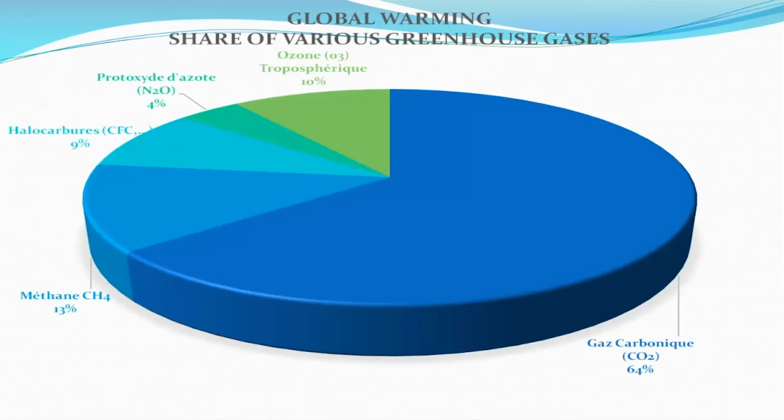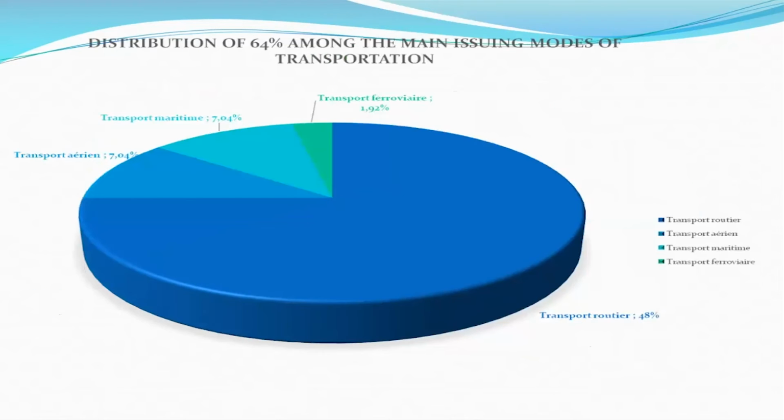The tropospheric ozone, 10%, nitrous oxide, N2O, 4%, hydrocarbons, CFC, 9%, methane gas, CH4, 13%, and carbon dioxide, 64%. In the presentation here, you find out that carbon dioxide is taking the larger part. So it's another major source of global warming, because these are released from our automobiles, our generating sets, and other combustible materials. The distribution of the 64% among the main modes of transportation is also represented in this chart.